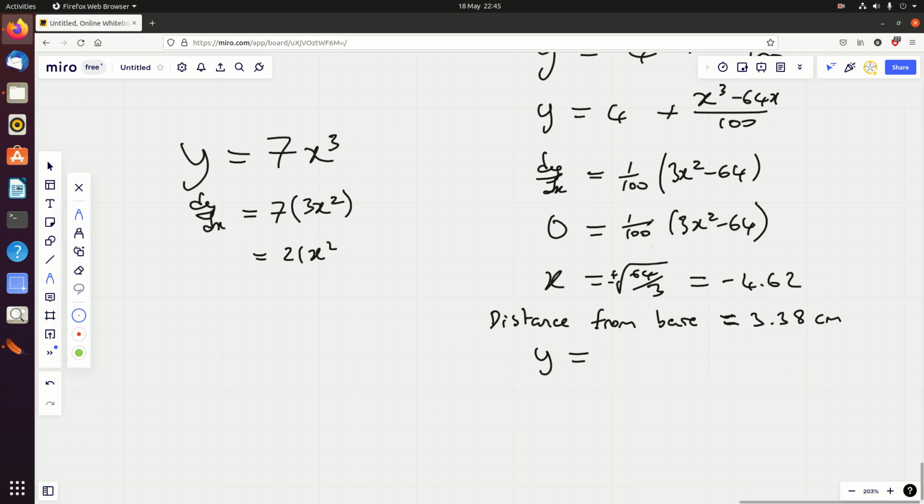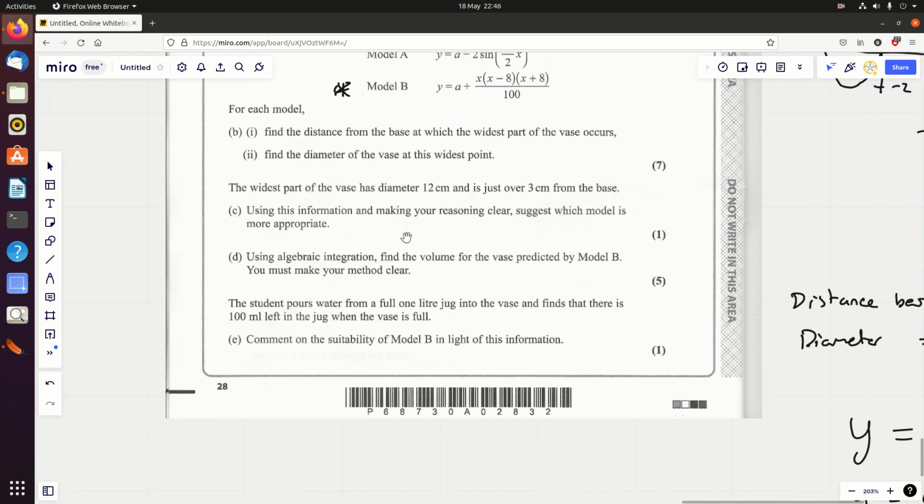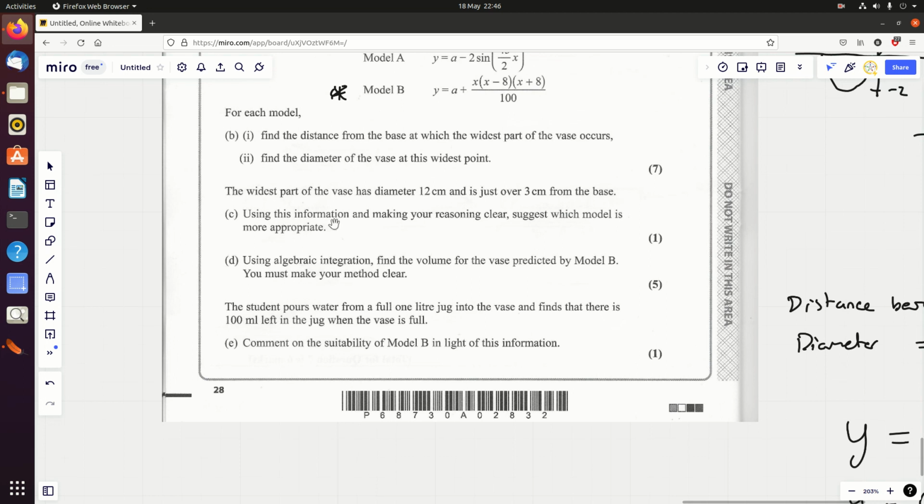Just plug it in again to find y. Make sure you plug in minus root 64 over 3. I almost made that mistake. I got y equals 5.97. At this point I thought I'm probably doing it right because I got very similar answers to the other model. So the diameter is almost 12. Look at that. Maybe I'm wrong though, let me know if I'm wrong. With what the question said next, I thought, well, I've got very similar figures to that, because using this information, make your reasoning clear, suggest which model is more appropriate.